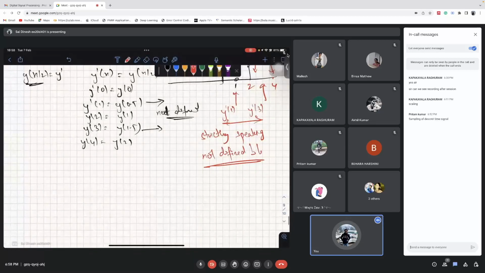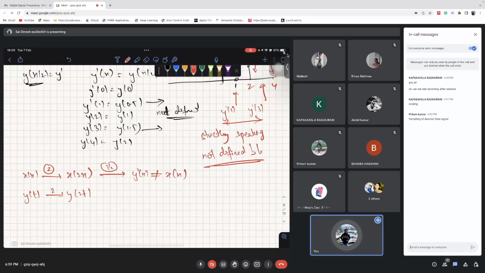So here in this case, once you have done from x of n to x of 2n, and then by scaling of 2, and if you do a scaling of 1 by 2, this y dash of n is actually not equal to x of n, correct? But in the real case, from y of t, if you scale to y of 2t, and then if you scale by 1 by 2, again you get y of t. This and this are equal, but this and this not equal.